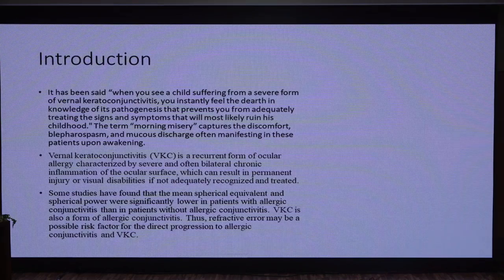Also, I would like to focus on two words here, morning misery, because other children enjoy the summer holidays, they play, while these children keep rubbing their eyes. But is it just about ocular discomfort, or is it about more? So let's try to find out.